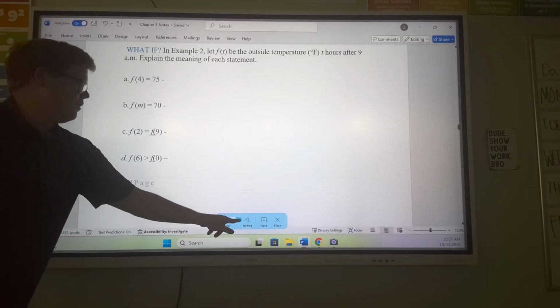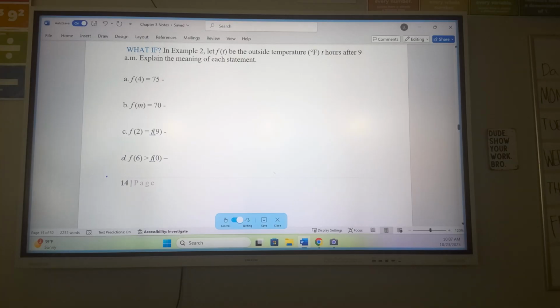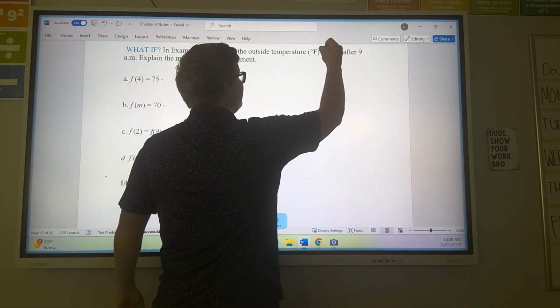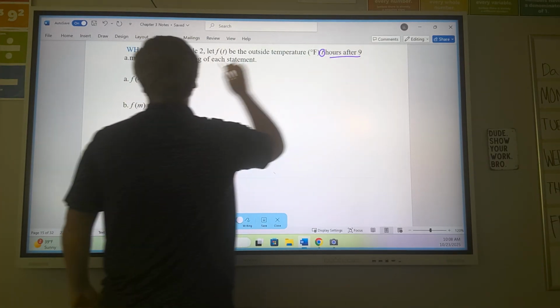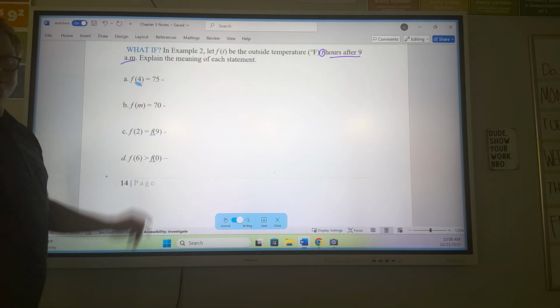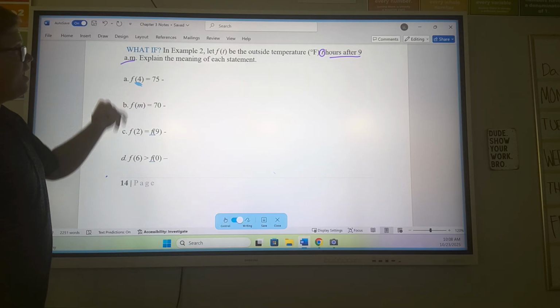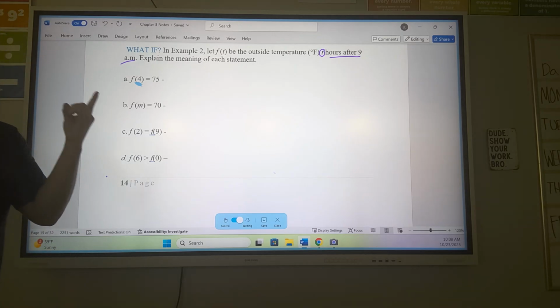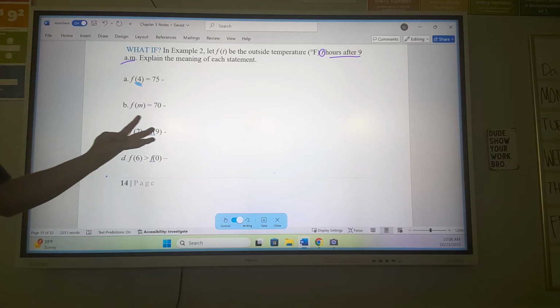Okay, try this monitoring progress. Pause the video, and we'll go over it together. Okay, this is the same type of situation we had in example 2. Let f of t be the outside temperature, and t represents hours after 9 a.m. Explain the meaning of each statement. So, we know t represents hours after 9 a.m. And that's our temperature. So, 4 hours after 9 a.m., that's 10 a.m., 11 a.m., 12 p.m., 1 p.m.